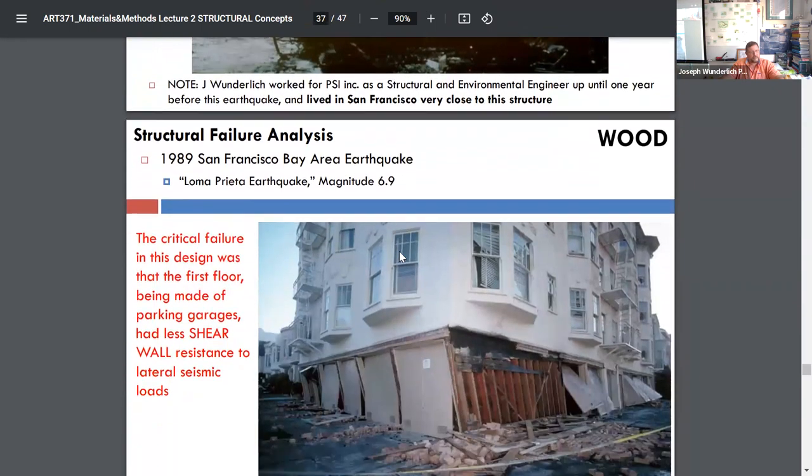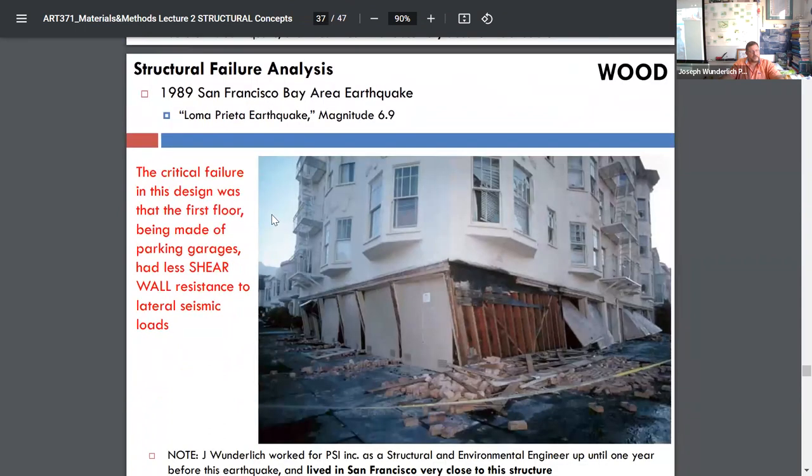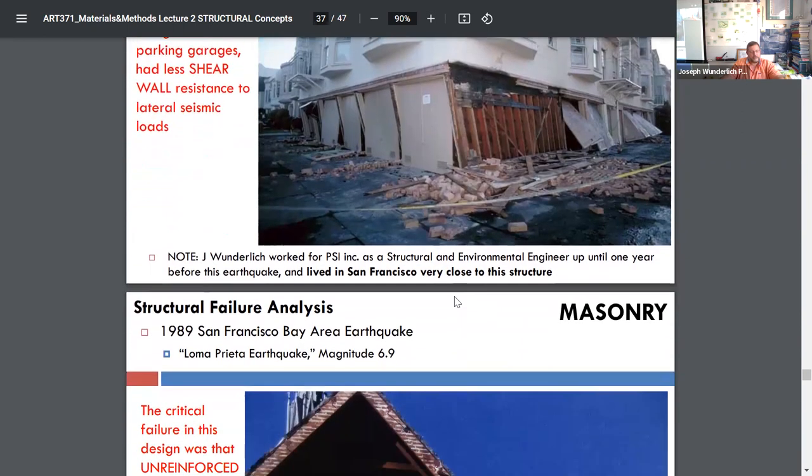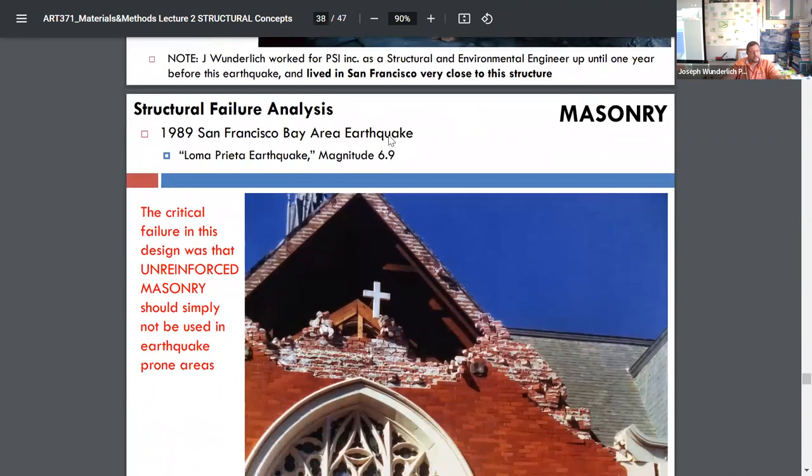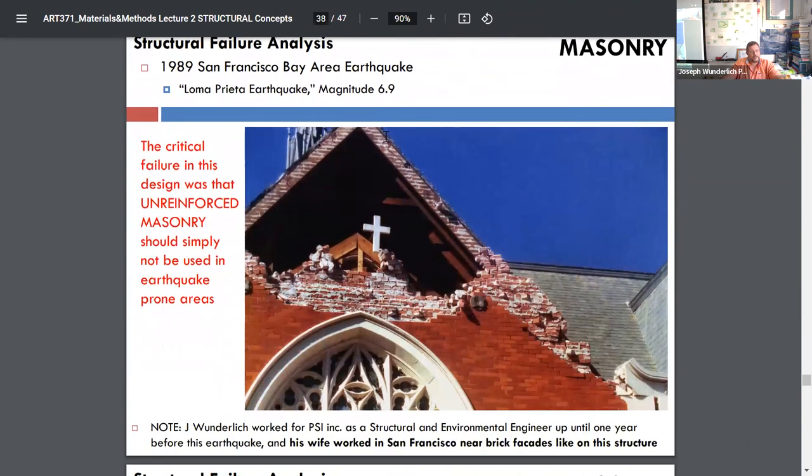That's a stick frame. The critical failure in this design was that the first floor, being made of parking garages, had less shear wall resistance to lateral seismic load. So nothing happened in the upper part. It was all built tightly together with a million little walls. But we had this empty parking garage without lateral supports. This kind of thing happened. It also happened down in Southern California a decade later, parking garages.